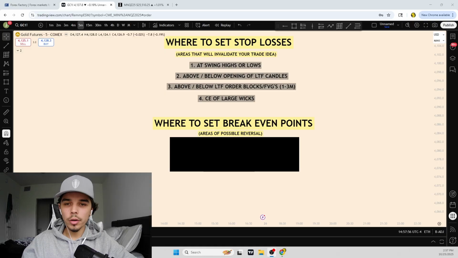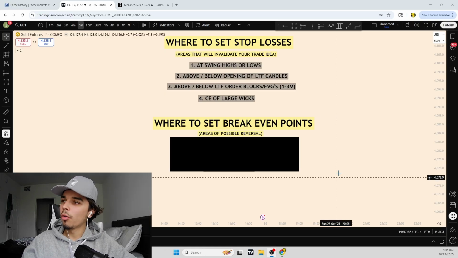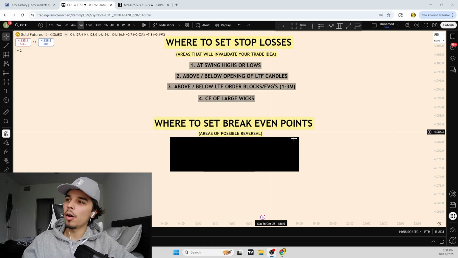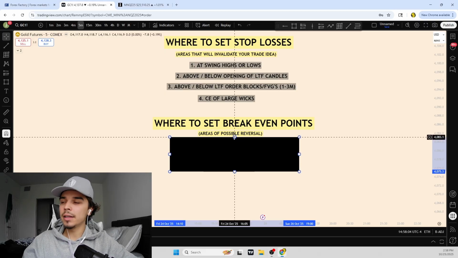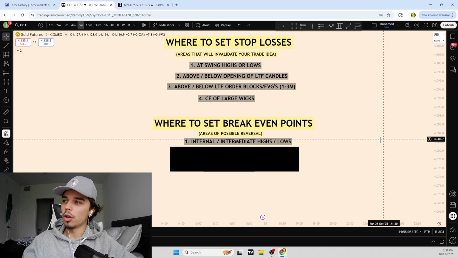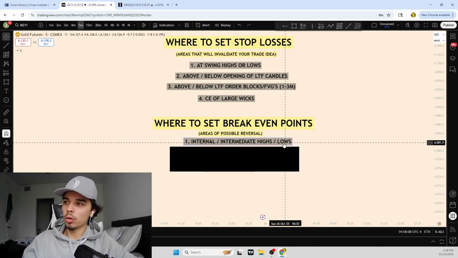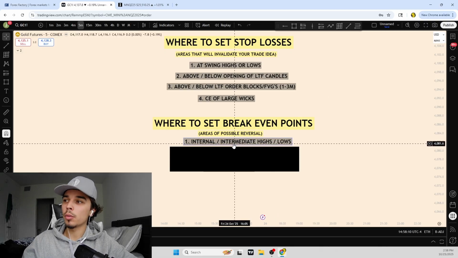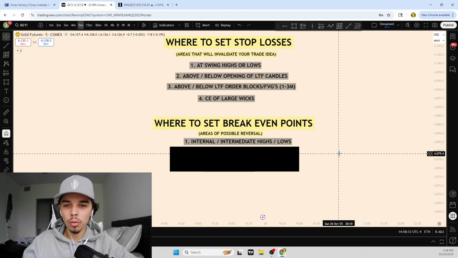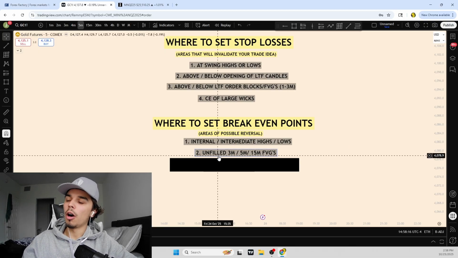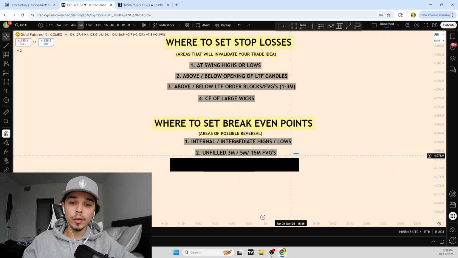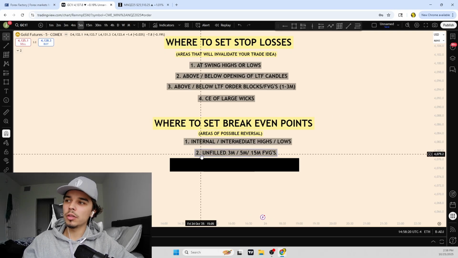So now that we know where to set our stop losses, let's move on over to our break-even points. Where should we set our break-even points? Areas of possible reversal that might invalidate our trade idea. Number one is always going to be internal or intermediate highs or lows. If you guys don't know what an intermediate high or low is, it's just a higher low inside of a fair value gap. Moving on over to number two, it's going to be unfilled 3 minutes, 5 minutes, or 15-minute fair value gaps. Typically, it's just going to be an unfilled 3-minute or maybe even a 5-minute.